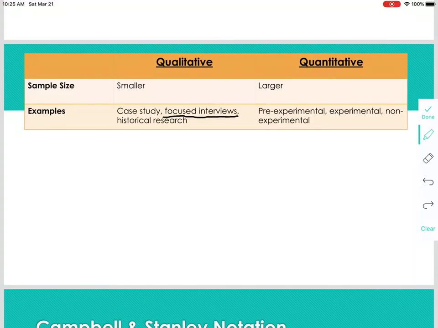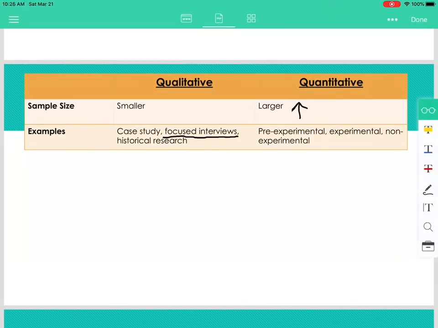Versus quantitative, if I have a theory that I want to test, the greater sample size I have, the greater power my statistical test is going to have. So sample size, usually you want larger in quantitative when possible. And then instead of doing a focused interview, you're going to actually have a pre-experimental, experimental, or non-experimental study design.